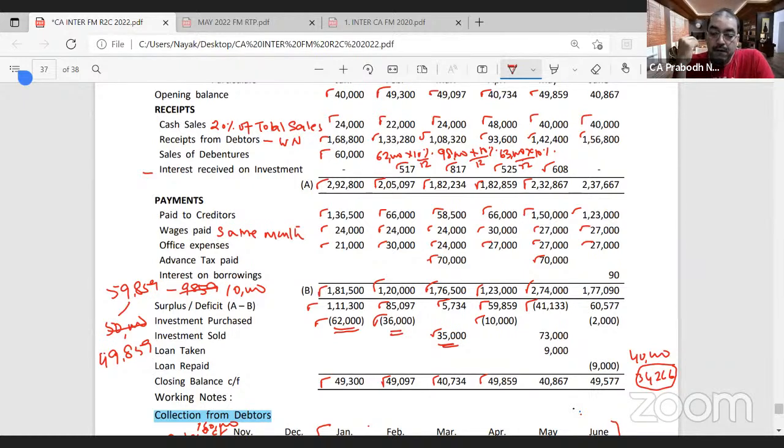Minus 41,000. So that means I have to bring in cash. Either I have to take a loan or I have to sell my investments. Now, how much investments am I having? 98 minus 35, plus 10. I'm having 73,000 maximum. But what is my deficit here? My deficit is 41,133 plus 40. I have to maintain plus 40. So 81,133 I should have. Now, first what I will do, sell off my investment. 73,000. Sell off the entire investment. Still I'm falling short.